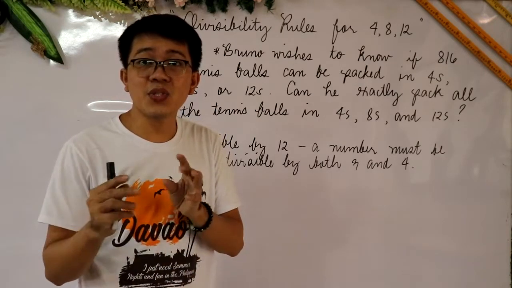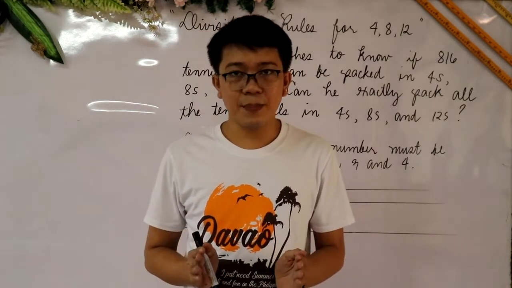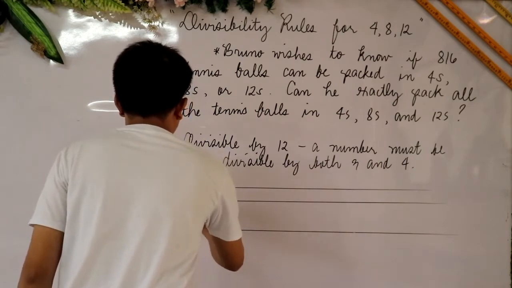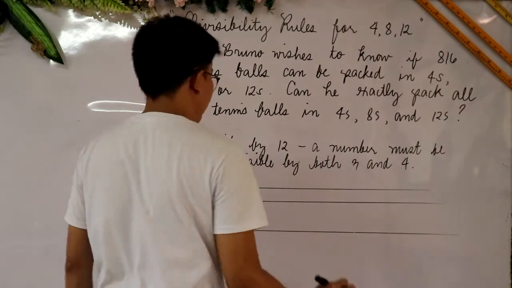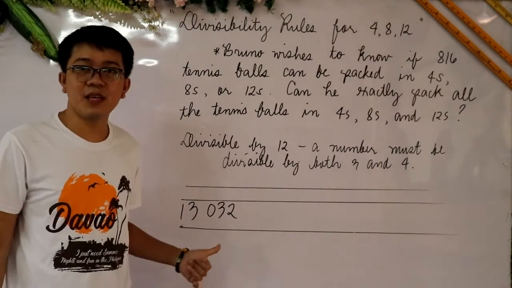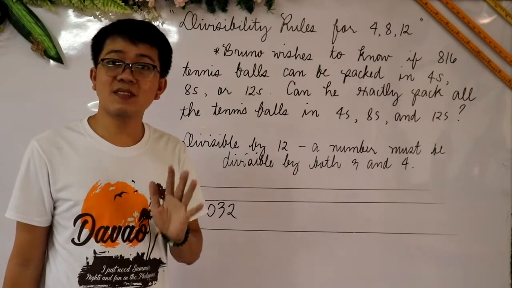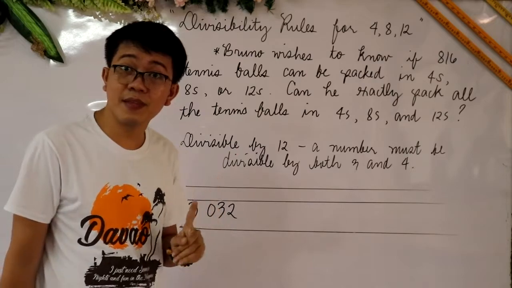Let's do it by using the divisibility test. Now I have here an example for you. It's 13,032. Let's find out if this number here is divisible by 12. Alright? So let's begin by checking the first condition. Is it divisible by 3?